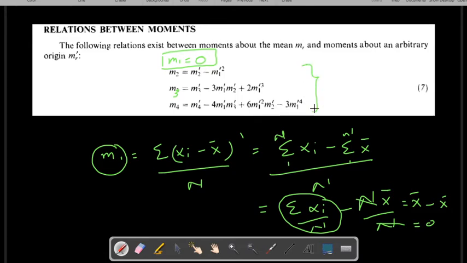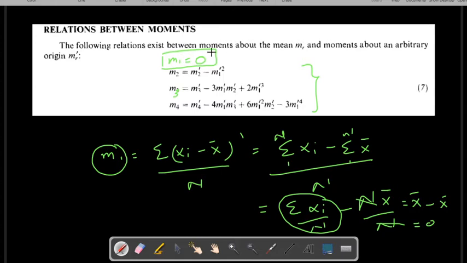This formula you have to remember. Then only you can do the problem easily. The problem will come in this way: find moments and moments about mean for the given data. So no need to find moments about the mean separately. What you have to find? You have to find the moments first, then use this formula to find m2, m3, m4.